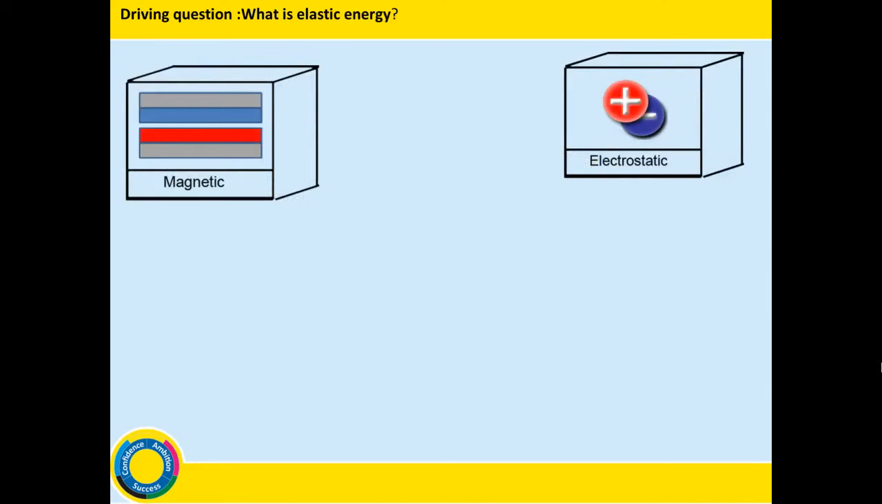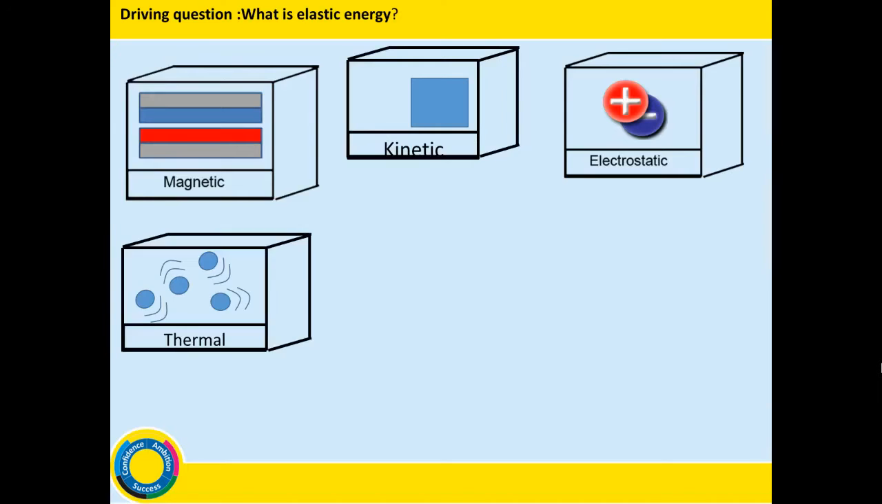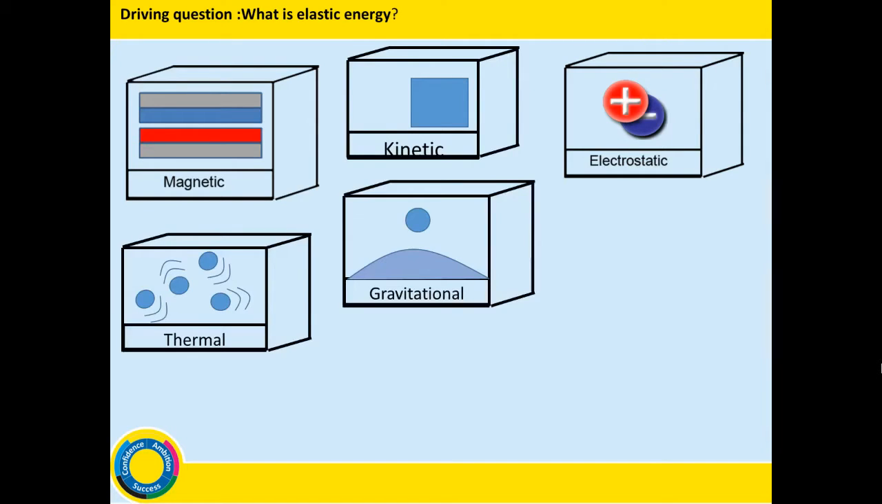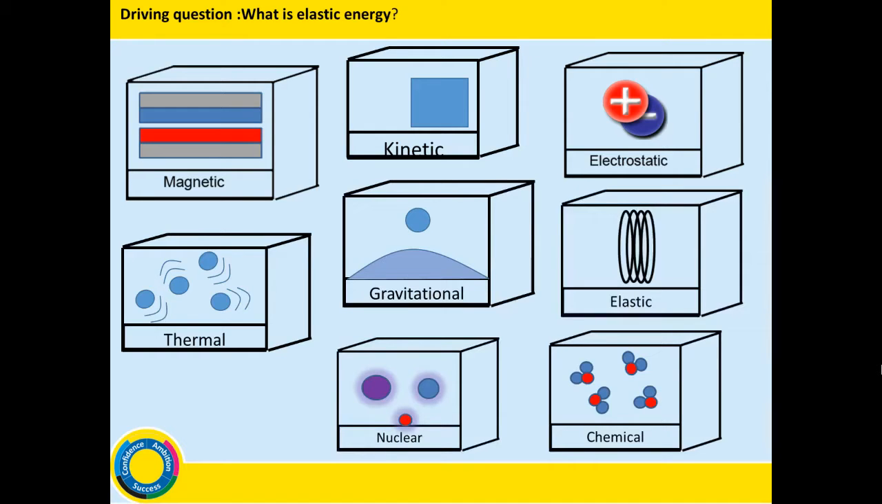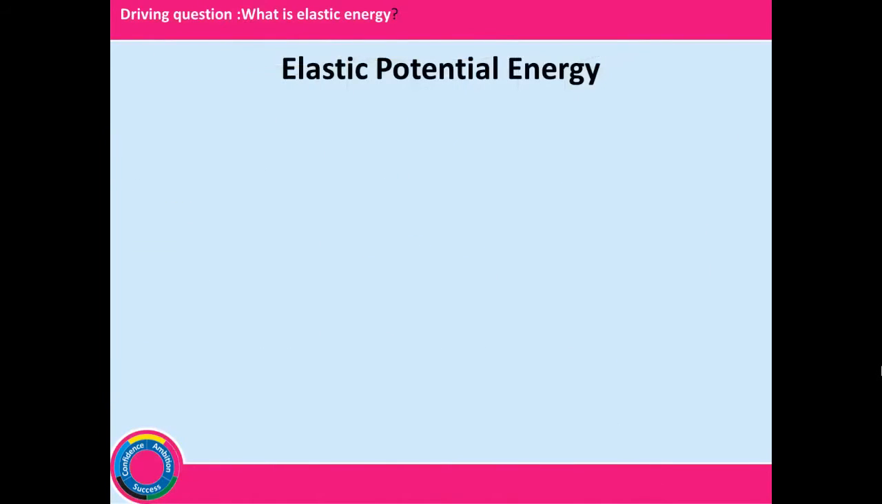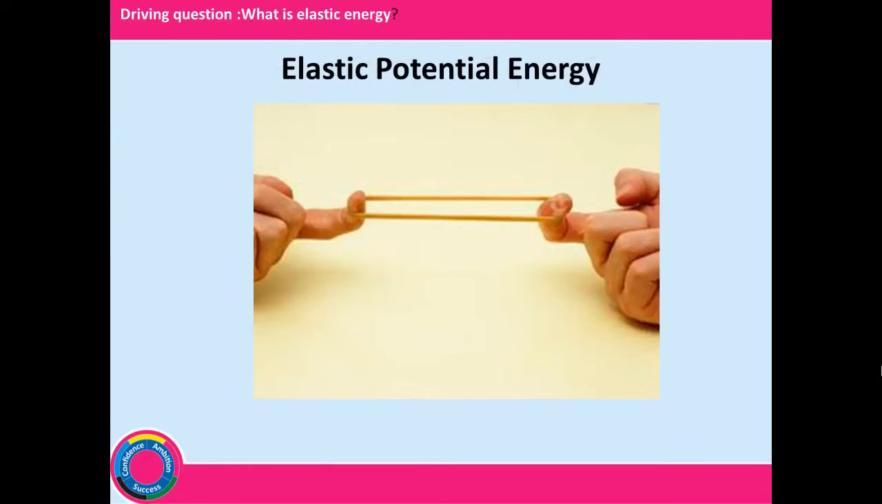Here we have our different energy stores. We've got the magnetic and electrostatic, kinetic, thermal, gravitational, chemical, nuclear, and elastic. And then we've got a stretched rubber band. So if you stretch something like a rubber band or a spring, you can store energy in it. But rather than me talk to you about this, let's go and have a look at this clip and give this a watch.